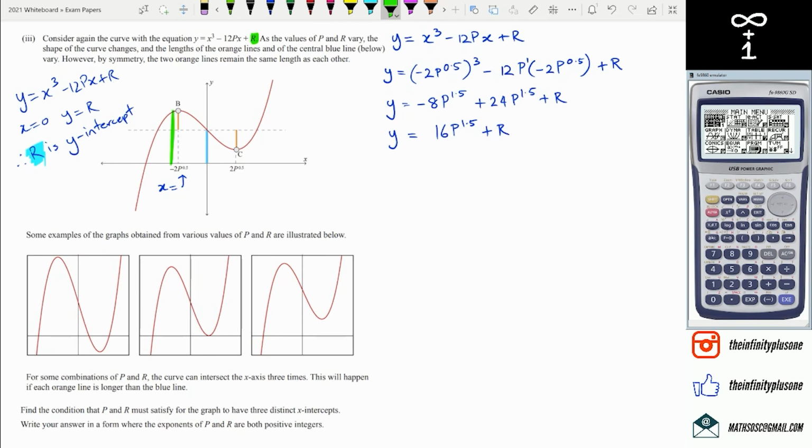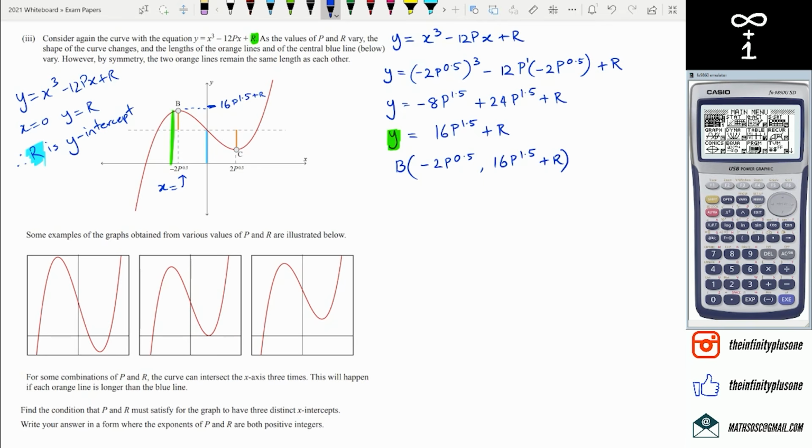Now what I've really discovered is the coordinate of B, but that also happens to be the length of that green line. So B's coordinate is actually negative 2p to the power of 0.5 and 16p to the power of 1.5 plus r. So that's what that coordinate is. So what we actually have here is the coordinate of B, right? So which means the B value right here. Let me just draw that up. That point right there is going to be 16p to the power of 1.5 plus r.